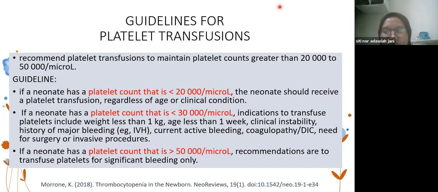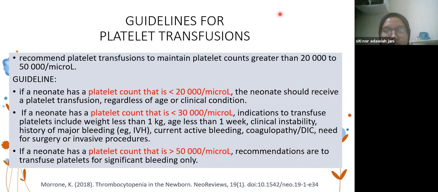If a neonate has a platelet count less than 20,000 per microliter, the neonate should receive a platelet transfusion regardless of age and clinical condition. But in a neonate with a platelet count less than 30,000, indications to transfuse platelets include weight less than 1 kg, age less than 1 week, or any clinical instability, history of major bleeding, current active bleeding, coagulopathy, or need for surgery or invasive procedure. Then we will give the platelet transfusion.